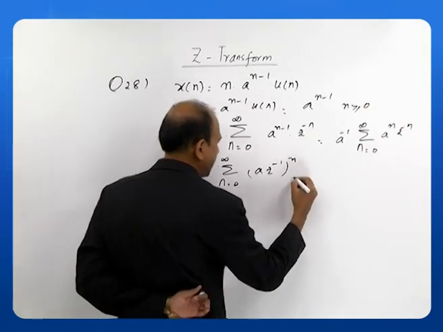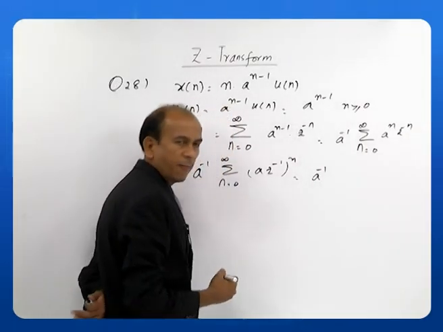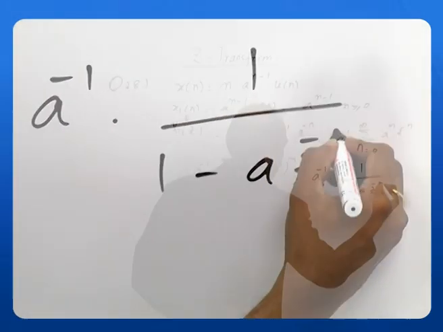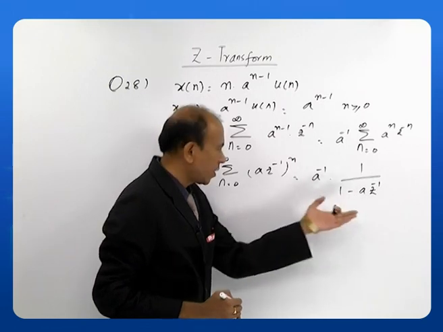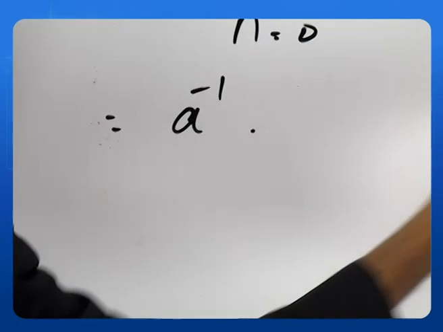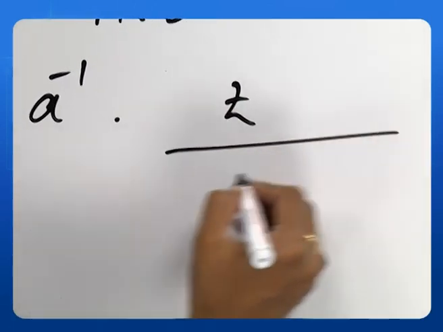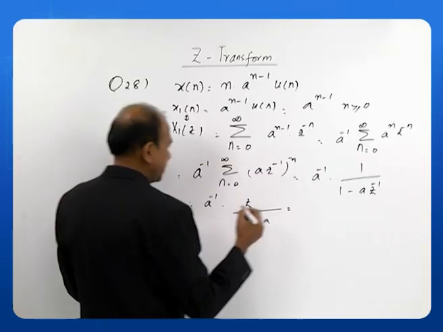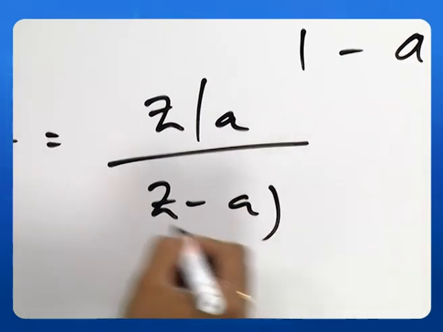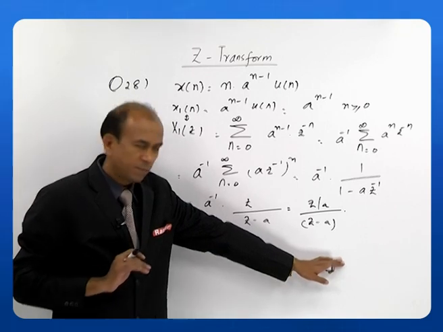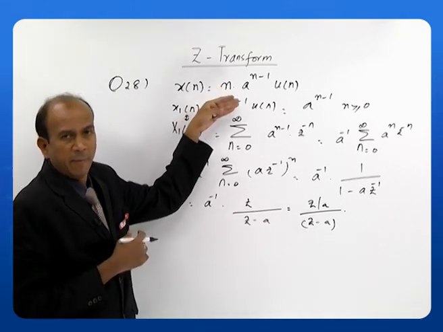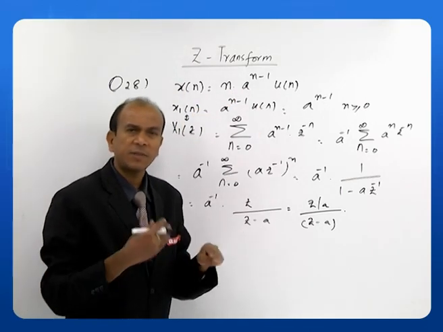So this I can write as a to the power of minus 1 into 1 by 1 minus a z to the power of minus 1. So what is that? Again this I can write as a to the power of minus 1 into z by z minus a. This is equal to z by a into z minus a. This is what we got. Now I have to multiply this by n in time domain. So in z transform this will be equal to differentiation.